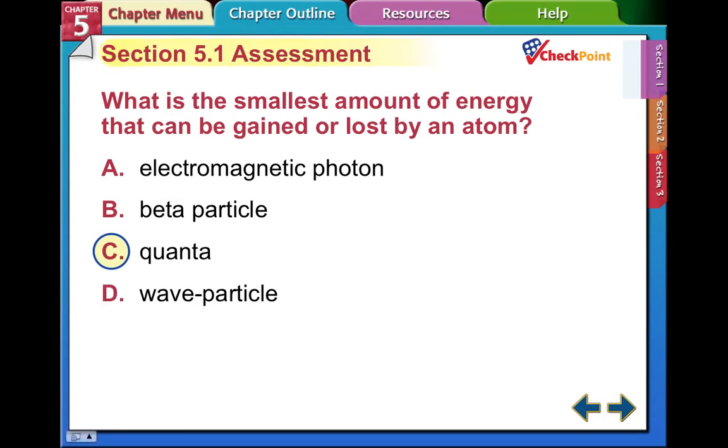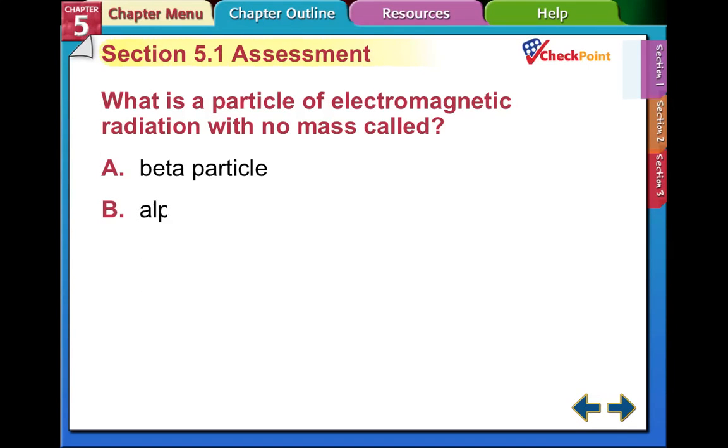Okay, oh man, I just gave you the answer. What is the smallest amount of energy that can be gained or lost by an atom? Quanta is the answer, of course, because I gave it to you. Next one. What is the particle of electromagnetic radiation with no mass called? Yep, photon is the answer.